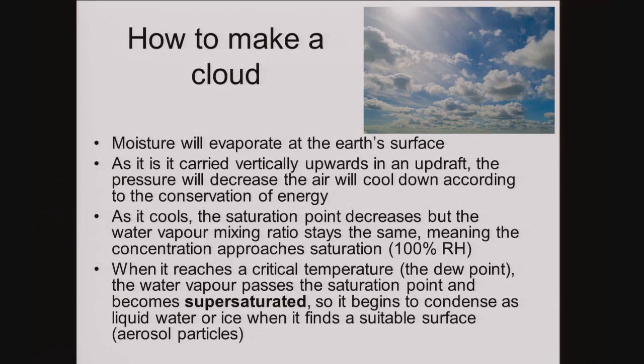How to make a cloud. So very simplistically, moisture will evaporate at Earth's surface, and it can be carried vertically upwards in what we call an updraft. And as it does that, pressure decreases the further up you go, because pressure is just the weight of the air above in the atmosphere. So as it does that, the air cools down. Why does it cool down? Why do you think the air cools down as it goes up through the atmosphere? Yeah, Anna. Yeah. It expands. Expands. Yeah, that's okay. So it expands.